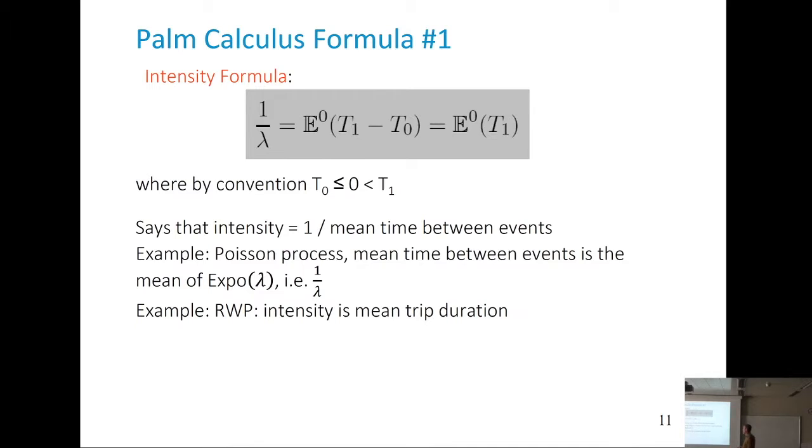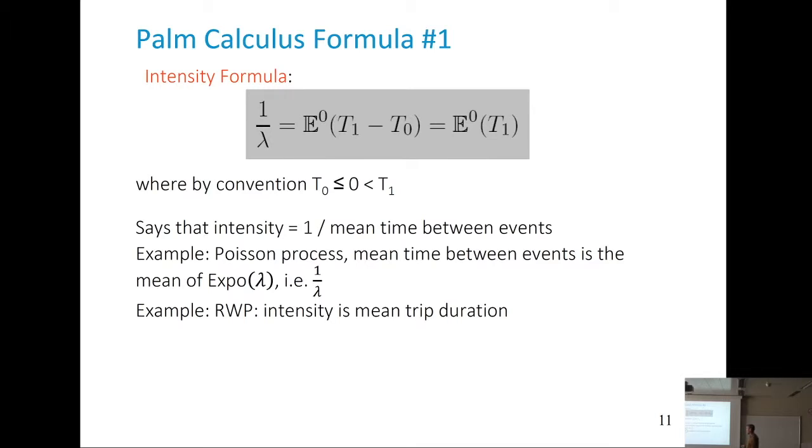So if we go back to the Poisson process, we know that the mean time between events is the expectation of the exponential distribution, 1 over lambda. So the intensity is lambda. We know that from other means. If you look up in Wikipedia or textbooks, you will find the number of transitions of a Poisson process in an interval of duration t is a Poisson random variable with expectation lambda t. It will give us the same thing here.